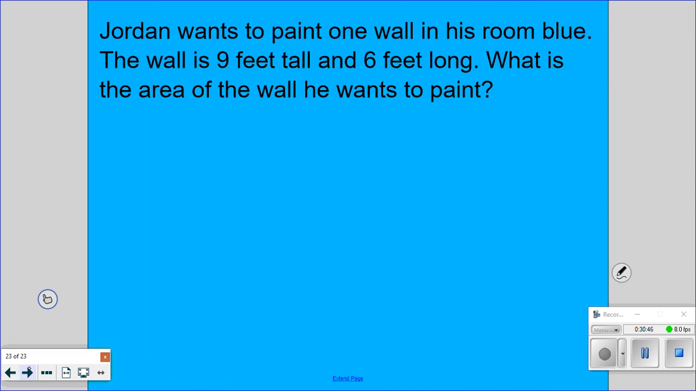All right. It says, Jordan wants to paint one wall in his room blue. The wall is 9 feet tall and 6 feet long. What is the area of the wall he wants to paint? Answer sentence first, because you need to know what you're counting. Then you can draw a picture to help you figure it out. What am I counting?